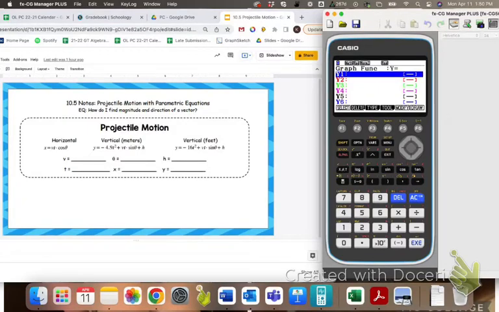Hi guys, so today we're going to look some more at parametric equations. We're going to look at a specific style of question, some projectile motion. So think of an object having a certain velocity being shot at a certain angle. These are some things you may have seen in physics, and we're going to use parametric equations in order to model these.